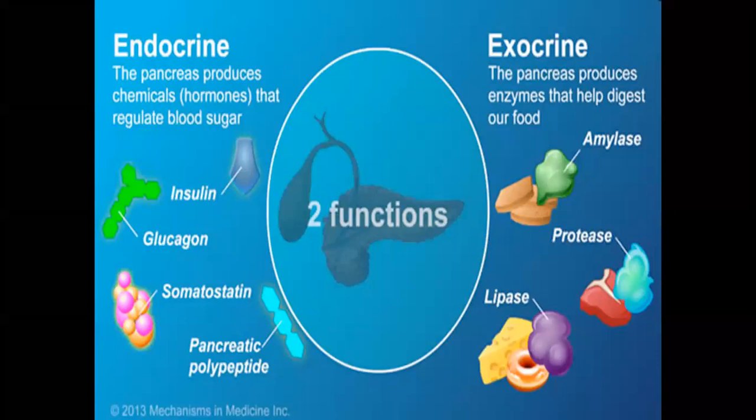Now, as we all understand, there are two functions of the pancreas. One is the endocrine part, one is the exocrine part. The exocrine part, as I told you, produces enzymes, like amylase, which converts starch into maltose, and protease and lipase. The endocrine parts are the hormones that regulate blood sugar: insulin, glucagon, somatostatin, and pancreatic polypeptide.